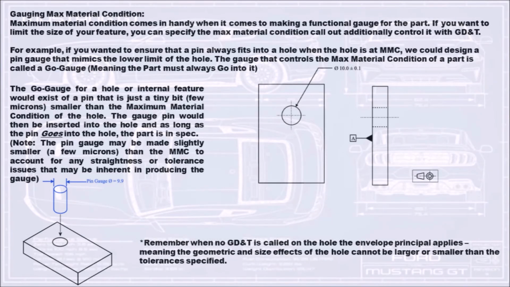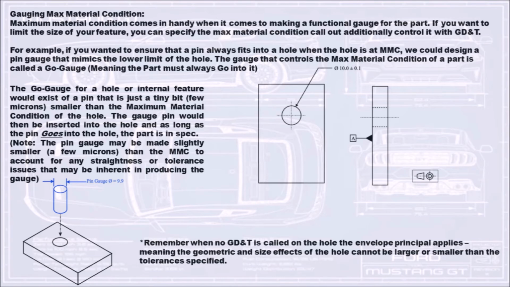Gauging max material condition. Maximum material condition comes in handy when it comes to making a functional gauge for the part. If you want to limit the size of your feature, you can specify the max material condition callout. Additionally, control it with GD&T. For example, if you wanted to ensure that a pin always fits into a hole when the hole is at MMC, we could design a pin gauge that mimics the lower limit of the hole.